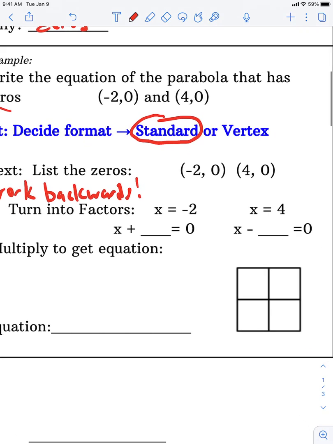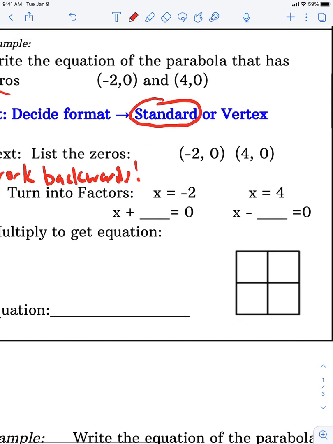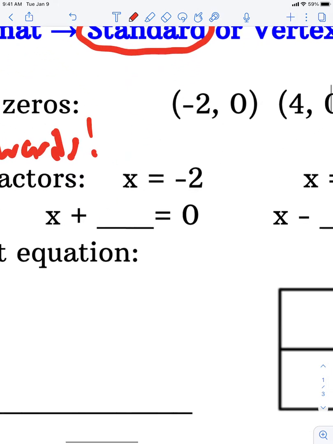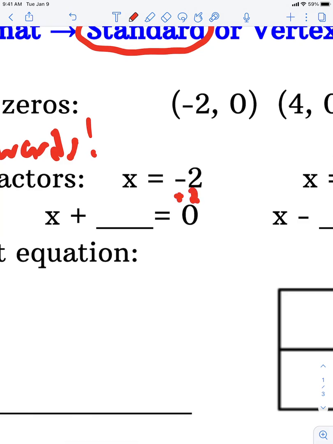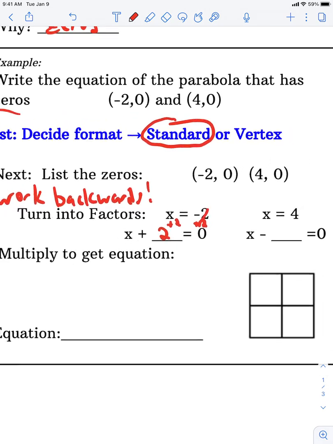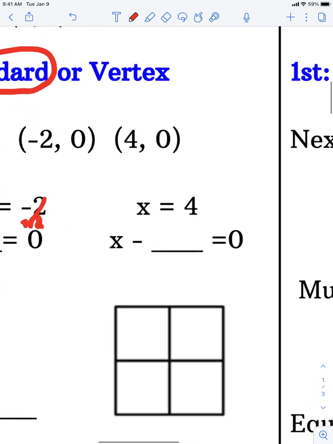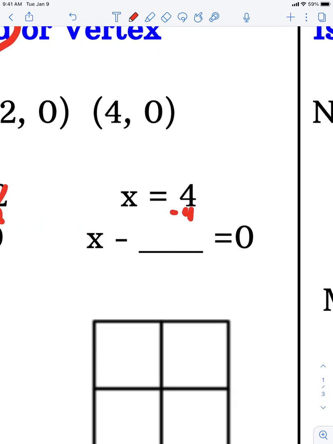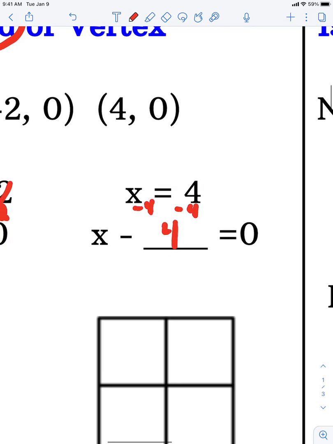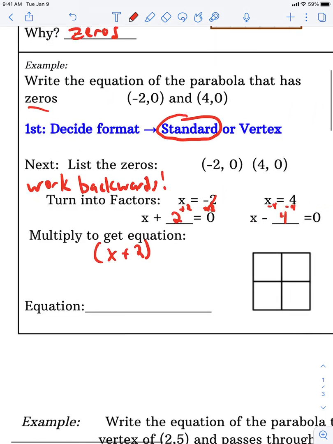In other words, if these are the factors, if x is -2 and x is 4, and I work backwards, then to make it equal to 0, think about what I would do right here. I'd add 2 to both sides so that those would cancel and make 0, and this becomes +2. So one of my binomials is x plus 2. Then the other one, same idea. Since it's positive 4, I would subtract 4 from both sides. So this ends up as x minus 4. The other binomial is x minus 4.